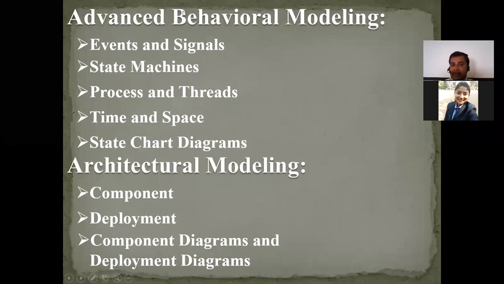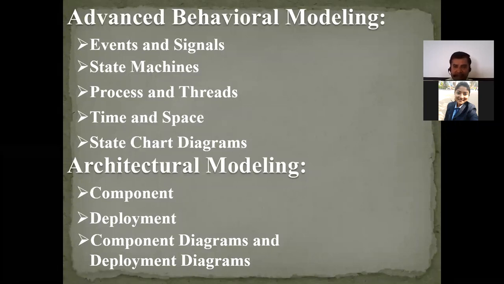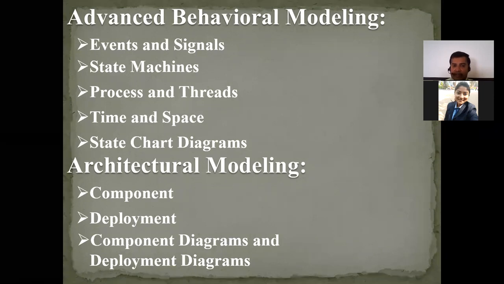State transfer diagram or advanced behavioral modeling. Okay, so what is the event, what is the signal, and what are called state machines, how to represent a state machine in a diagrammatic form, what is a process, what is a thread, what is the difference between a process and a thread, and what is time and space complexity.